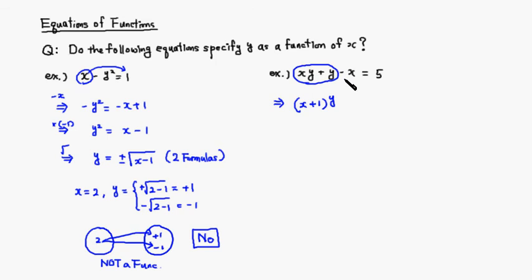And I would like to move negative x to the other side, so I'm going to just add x to it. So this is simply x plus 5. Then we want to isolate y, so I'm going to divide through by the quantity x plus 1. So x plus 1 cancels out, and you have y by itself. So you have x plus 5 over x plus 1.